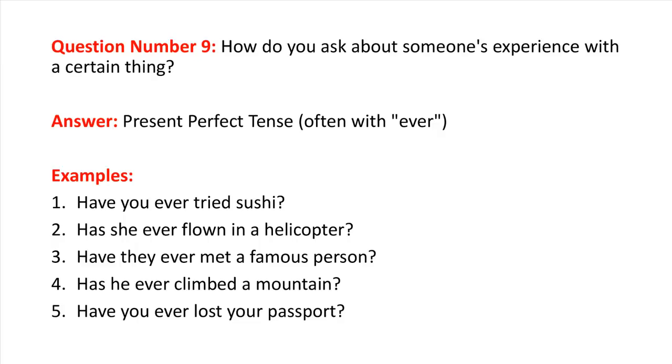Question number 9. How do you ask about someone's experience with a certain thing? Answer, present perfect tense, often with ever. Examples. Have you ever tried sushi? Has she ever flown in a helicopter? Have they ever met a famous person? Has he ever climbed a mountain? Have you ever lost your passport?